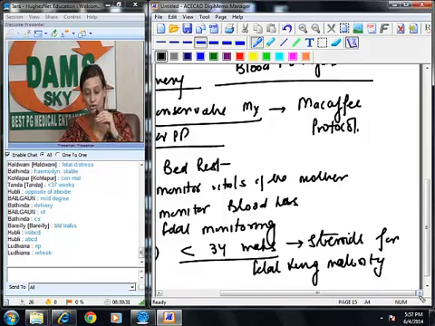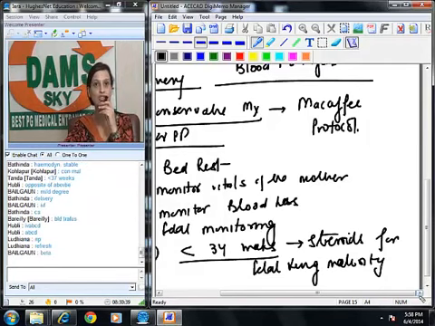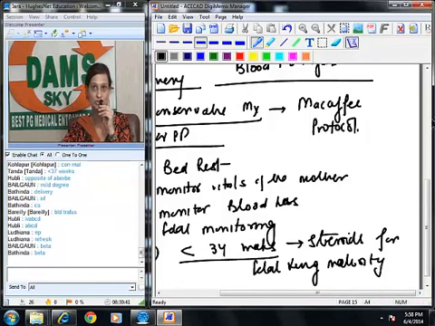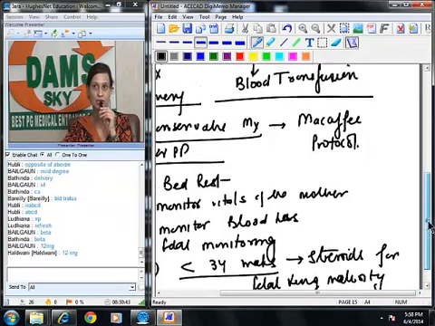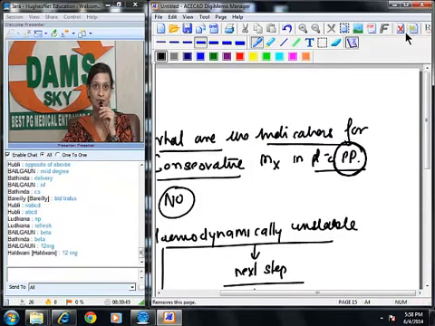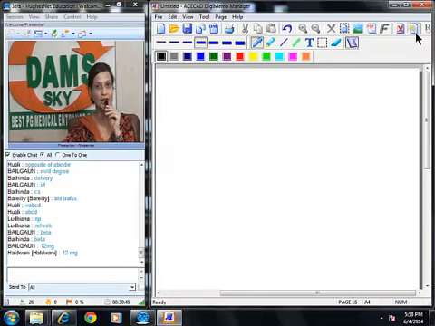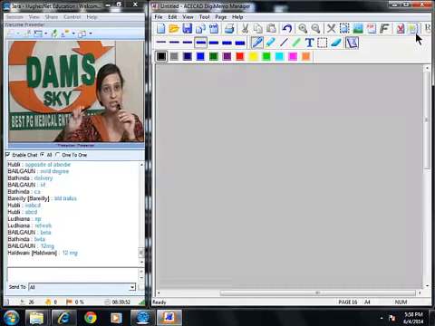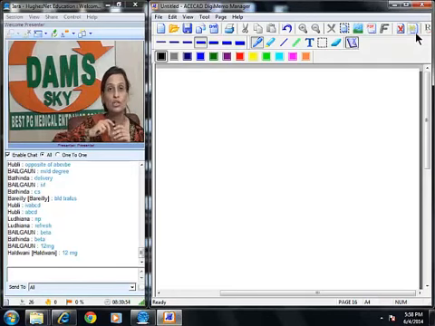Now again you need to know which steroid we give and what is the dose. Anybody has any idea which steroid you give for fetal lung maturity? Very good. Yes, the answer is betamethasone. And Haldwani also knows the dose. So again, I'm proud of you. A lot of your seniors who are exam going don't know the dose.